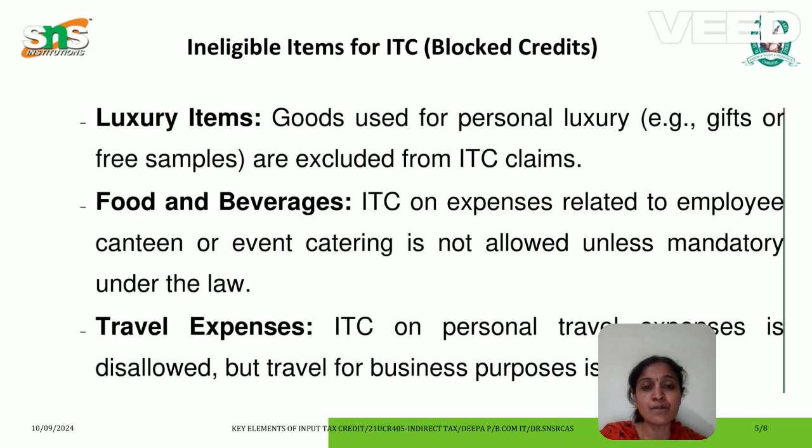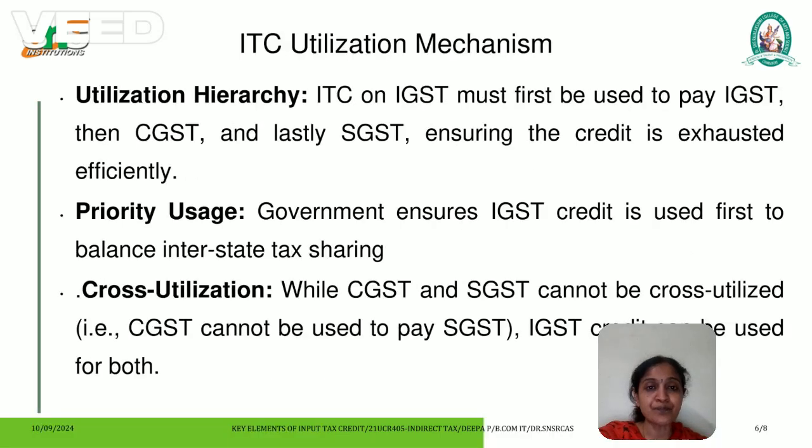Ineligible items for input tax credit, that is, blocked credits. Luxury items: goods used for personal luxury, that is gifts or free samples, are excluded from input tax credit claims. Food and beverages: input tax credit on expenses related to employee canteen or event catering is not allowed unless mandatory under the law. Travel expenses: input tax credit on personal travel expenses is disallowed, but travel for business purposes is allowed.